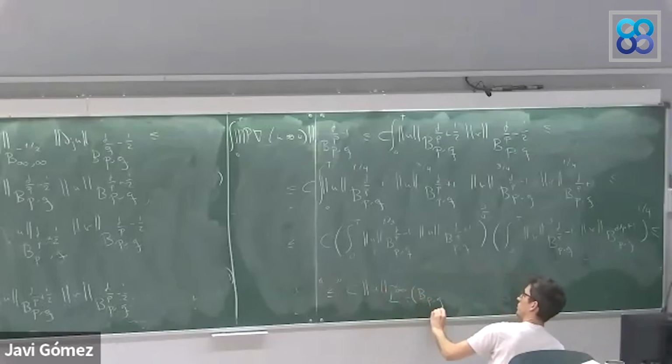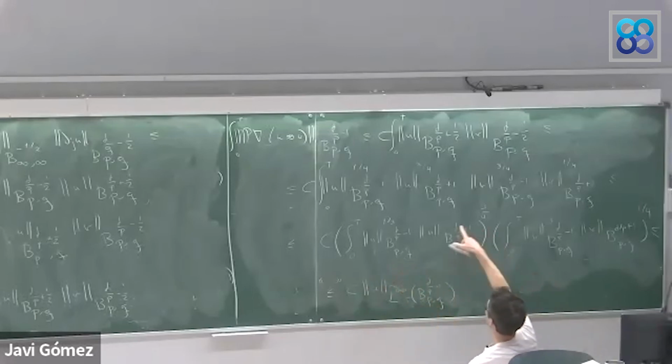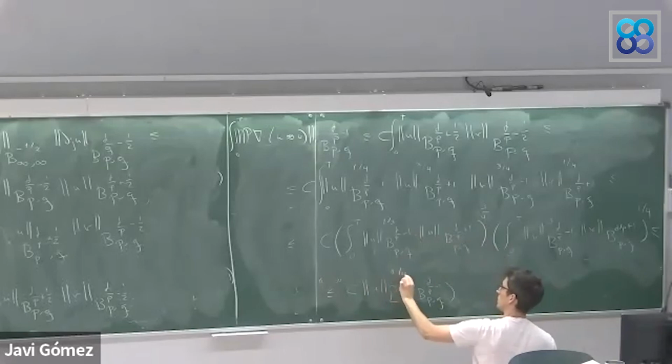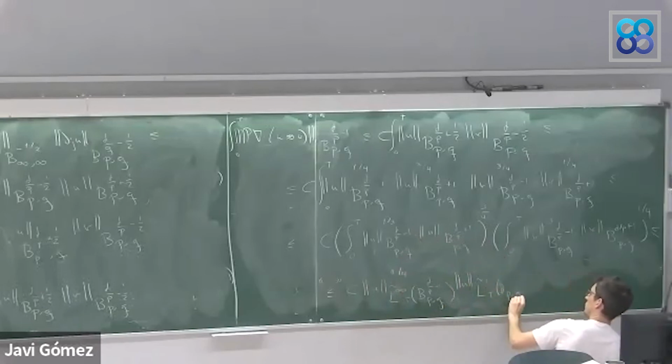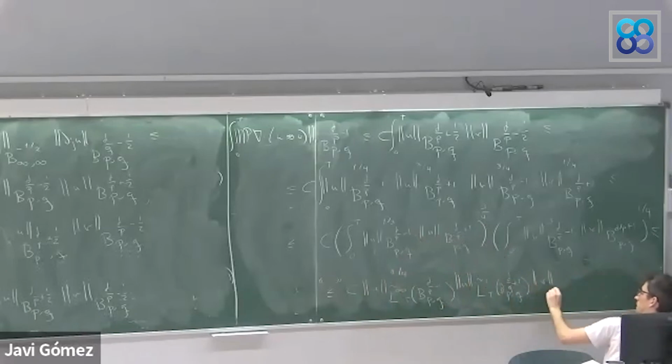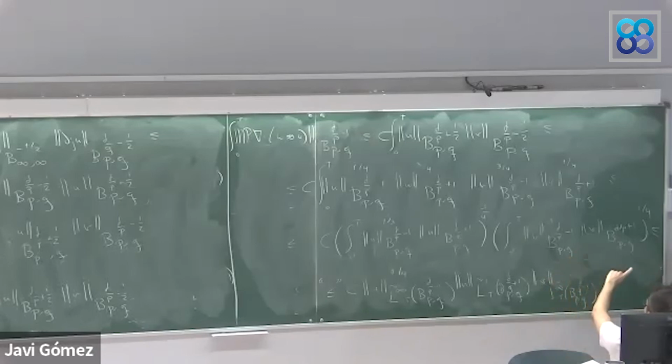B_pq dp minus 1 to the power 1/4, U in L1 tilde, pq, and same for B. This is to the power 1/4. No, 3/4.